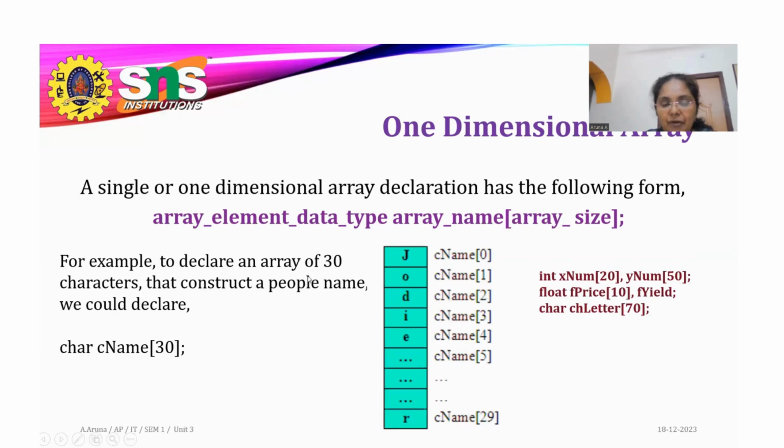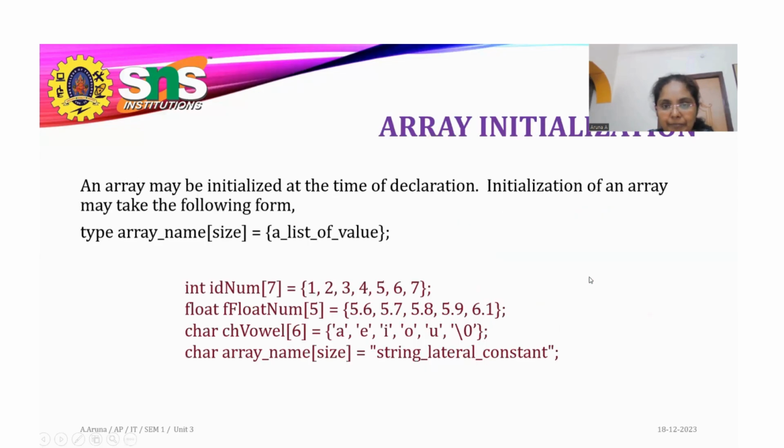For example, we have to declare an array of 30 characters to store a person's name. I am going to use char. Character is my data type, name is my array name, and my size is 30. In this way, a particular array has been declared. These are some examples of how we can declare a one-dimensional array.